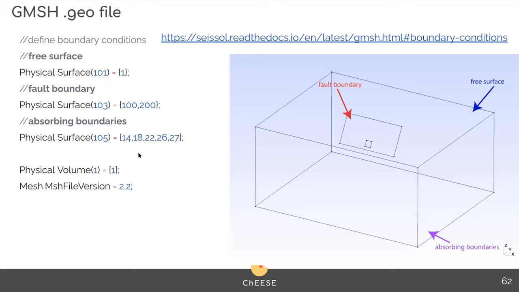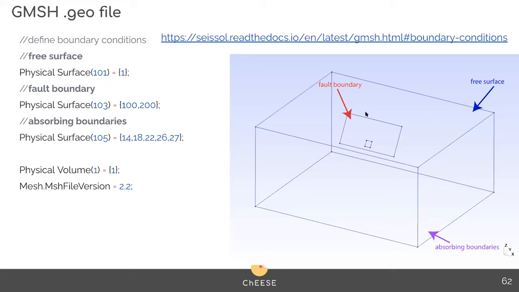Is there any other questions for the mesh file? Excuse me, I have one question. The absorbing boundary is for the fault, not for the domain, no? The absorbing boundary is for the domain.